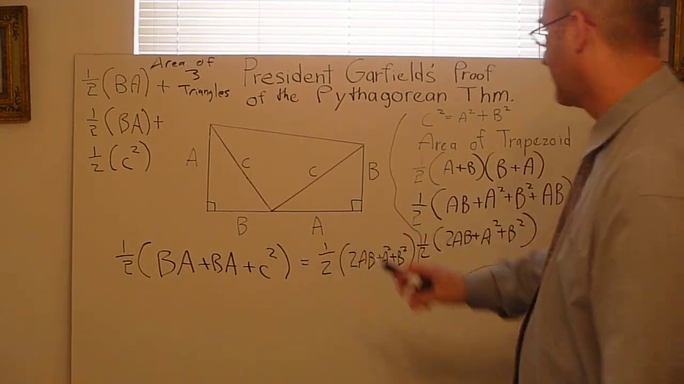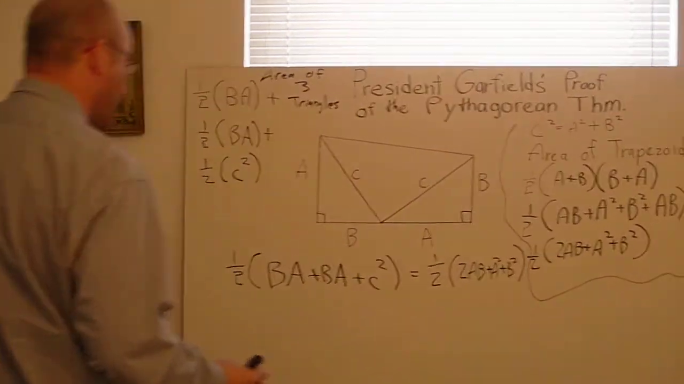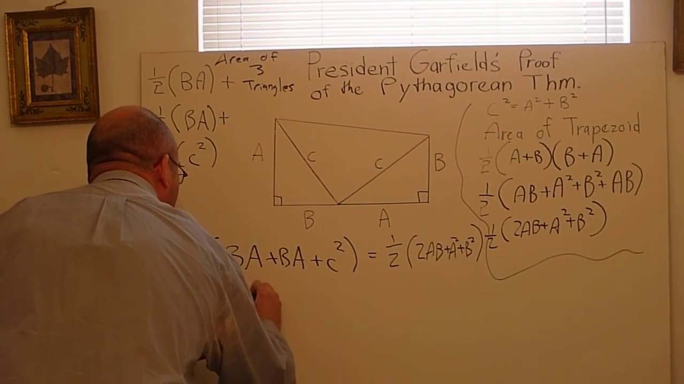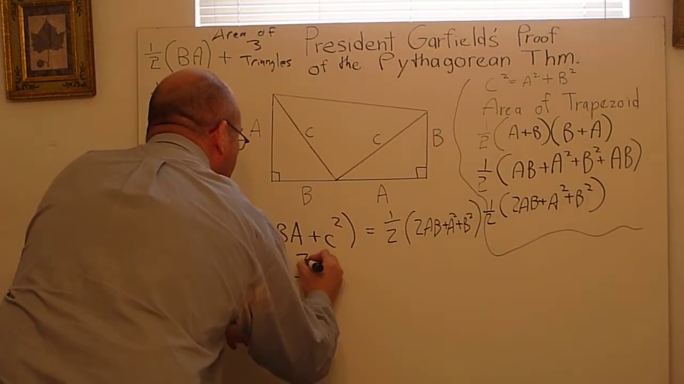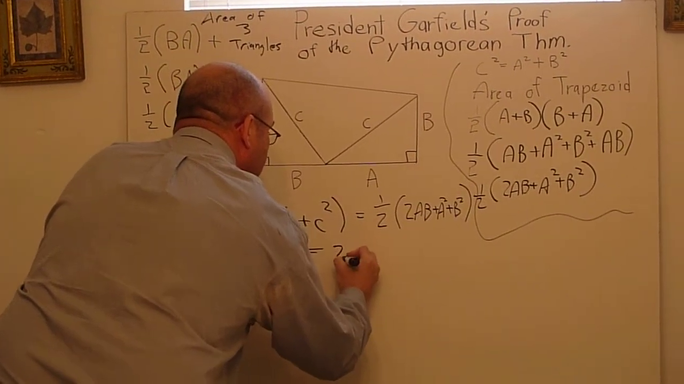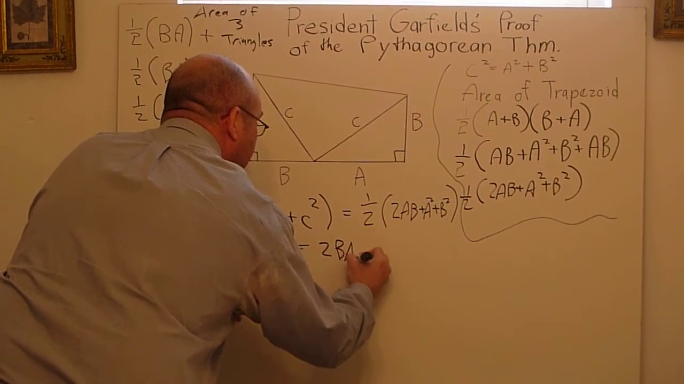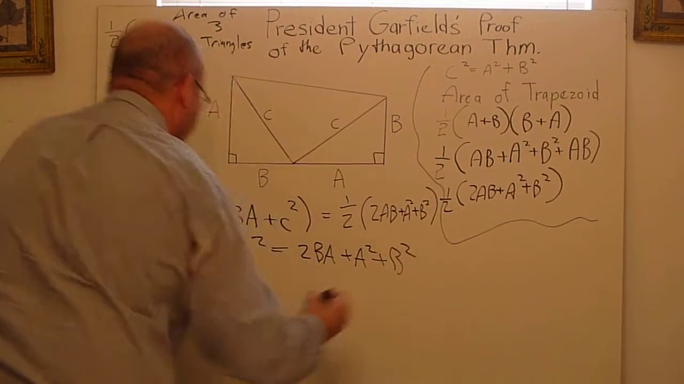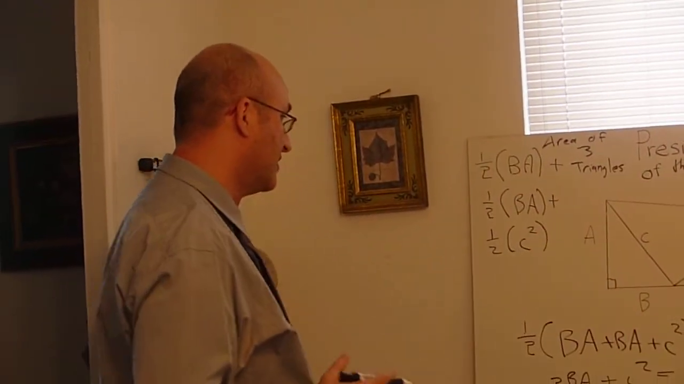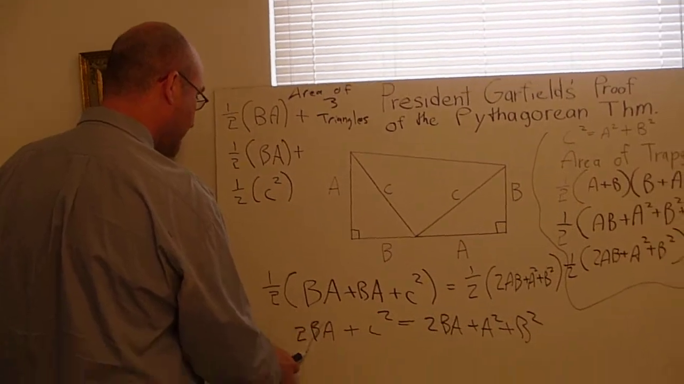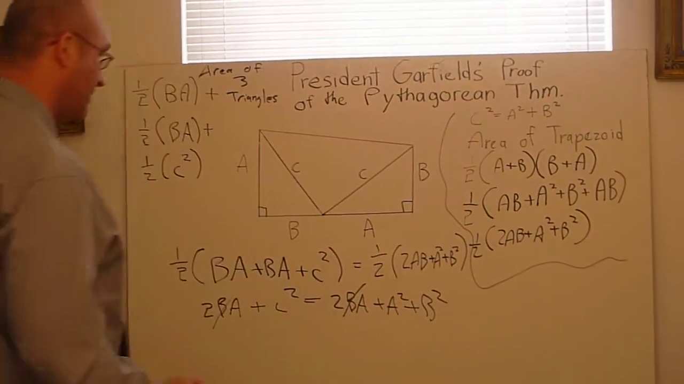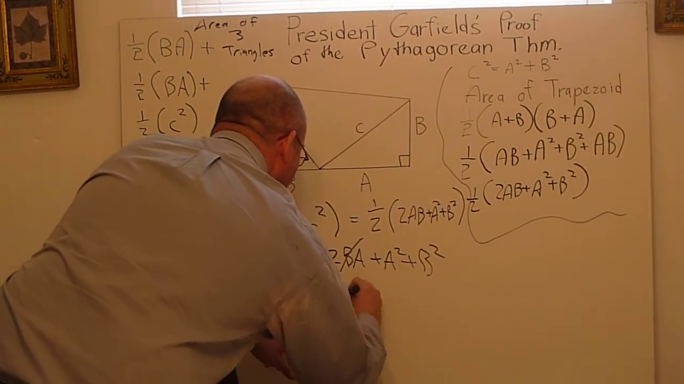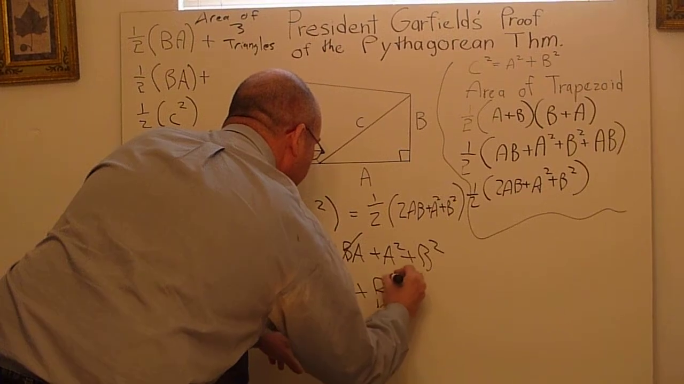Now, we can multiply both sides by 2, and this is going to give us 2BA plus C squared equals 2AB, which is BA also, BA plus A squared plus B squared. Well, let's stare at this for a second. First thing we can do is cancel out the 2BA from both sides. And we're left with C squared equals A squared plus B squared.